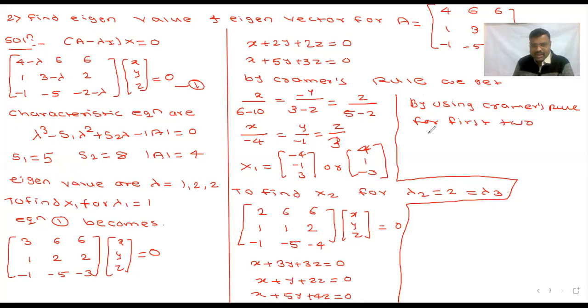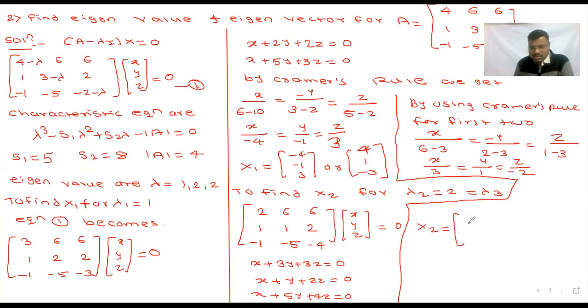x divided by 6 minus 3, y divided by 2 minus 3, and z divided by 1 minus 3. So what do you get? x divided by 3, minus y divided by 1, and z divided by minus 2. So we got x, y, z equal to 3, 1, minus 2.